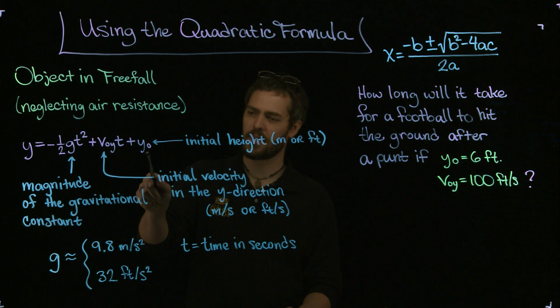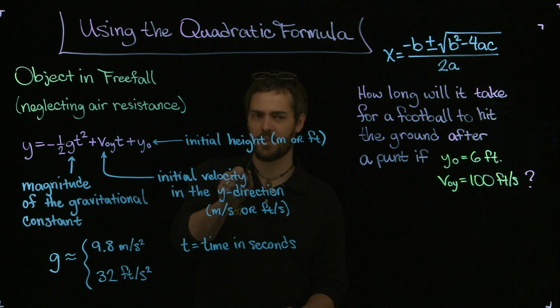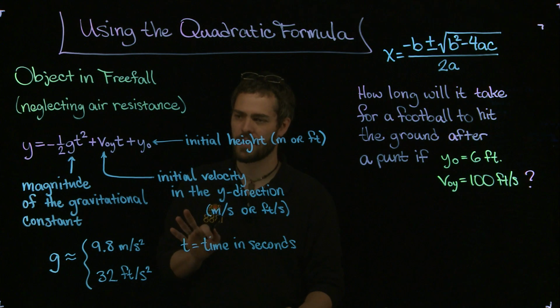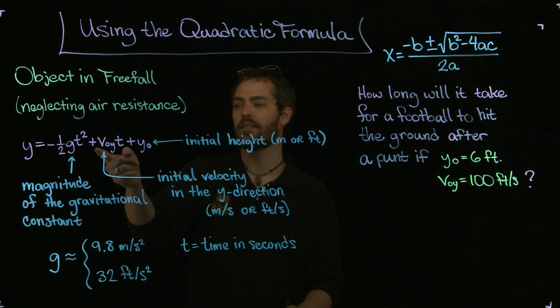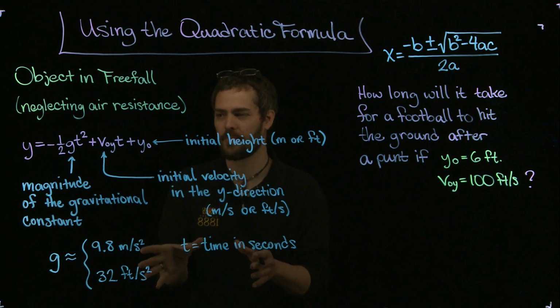The end term over here, y naught or y0, is the initial height of whatever this object is. Okay, so if you drop something off a building, that initial height is the building height, but it wouldn't have any initial velocity because you're just dropping it.